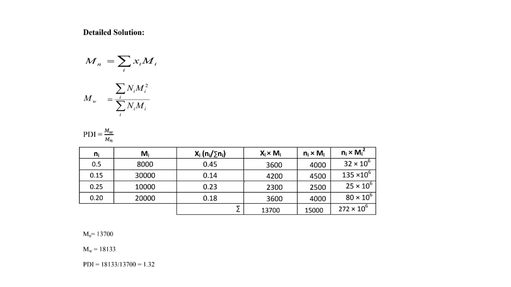Now we will find out. These are the formulas, which were already explained in class, so I am not repeating them here. First of all, we will find out the number average molecular weight, which is the mole fraction of a particular polymer times the mass of that particular mole.